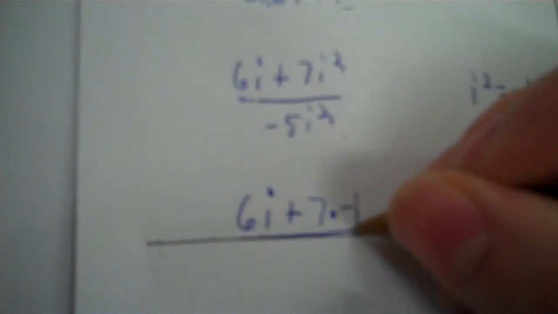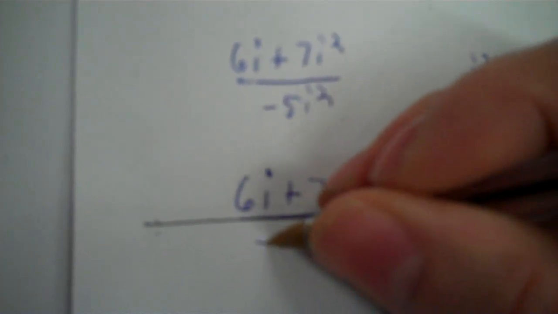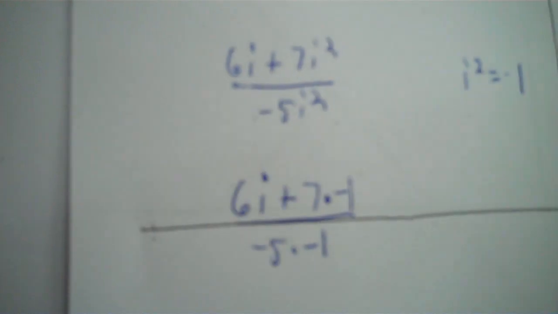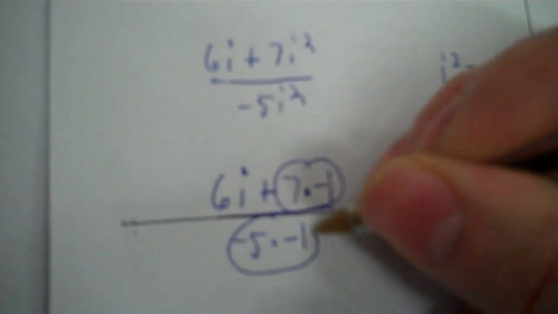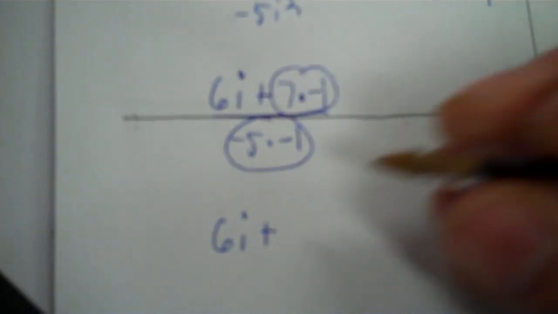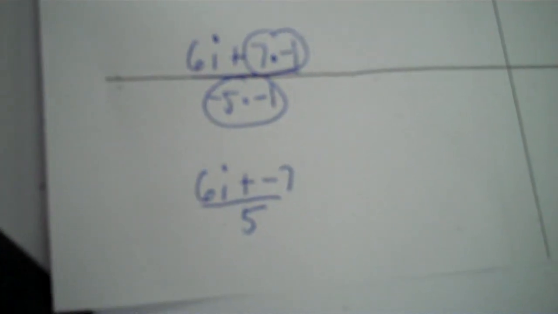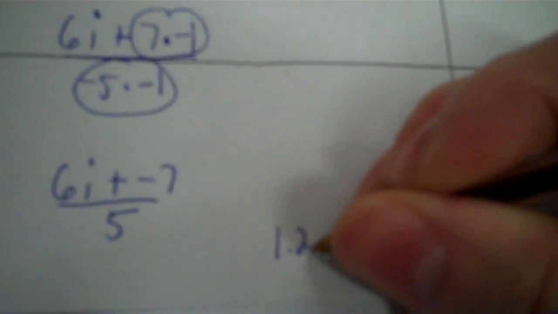7 times negative 1. Negative 5 times negative 1. So 7 times negative 1 is negative 7. Negative 5 times negative 1 is 5. So you divide both the imaginary number by 5, 1.2i, and the real number by 5, negative 1.4.